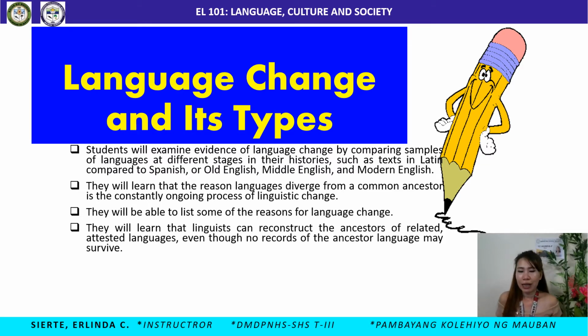And well, language, as we all know, is constant. It is always changing, evolving, and adapting to the needs of its users. And with that, this isn't a bad thing.